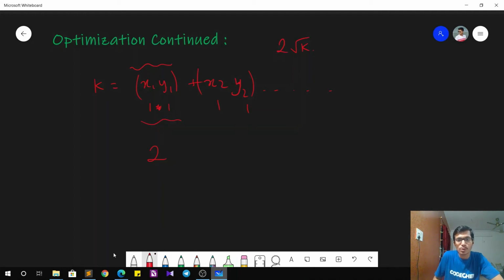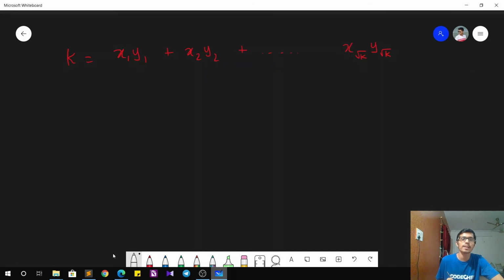We also know that the length can be at most 2 root k. So we can conclude that the number of pairs can be at most root k. Why? Because each pair adds 2 to the length, and we know that the length can be maximum 2 root k. So this yields the following observation: the maximum number of terms can be at most root k, and they contribute at least 2 to the length of the sequence.